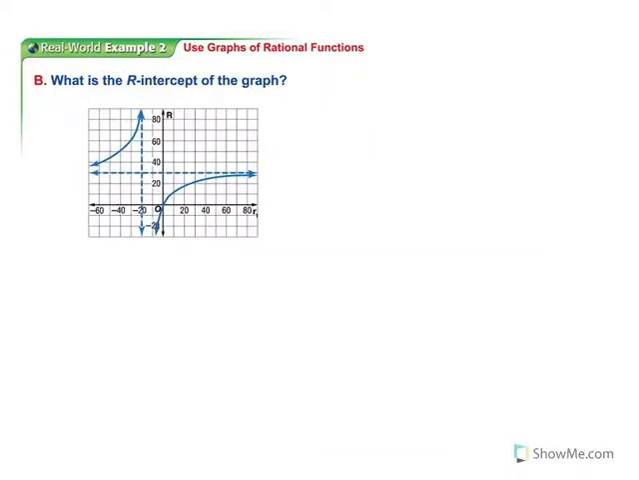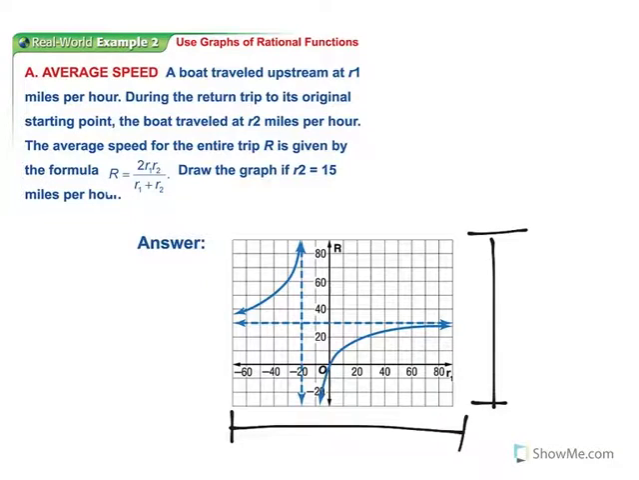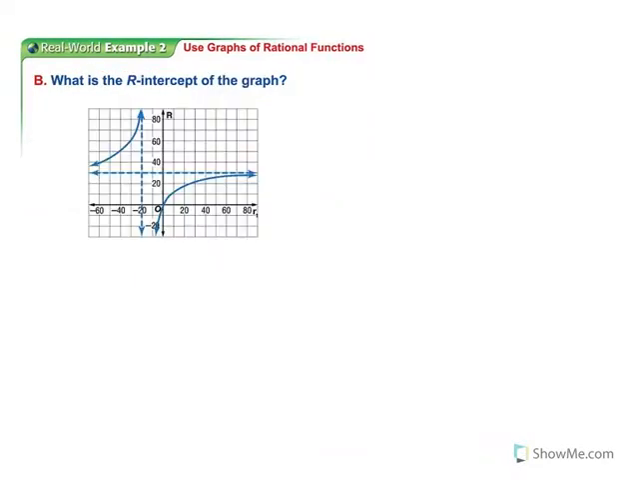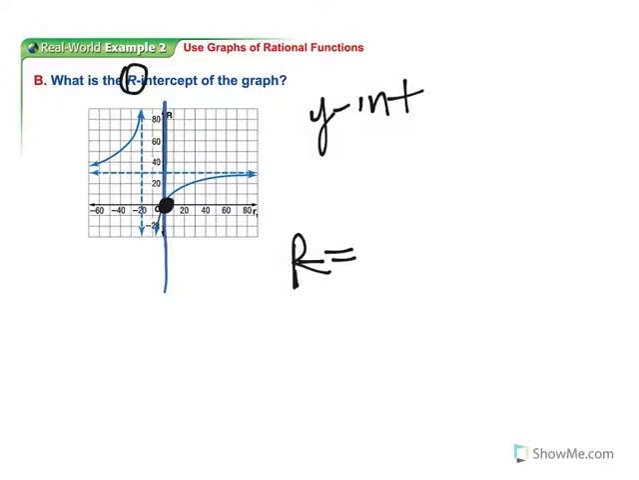Alright, it says, what is the R-intercept of the graph? So remember in the previous question, big R represented our y, and little r1 represented our x. So when we're asking for the big R-intercept, that means what is the y-intercept? Where does it cross the y-axis? If we look at the y-axis, we see that our graph crosses at R equals 0.